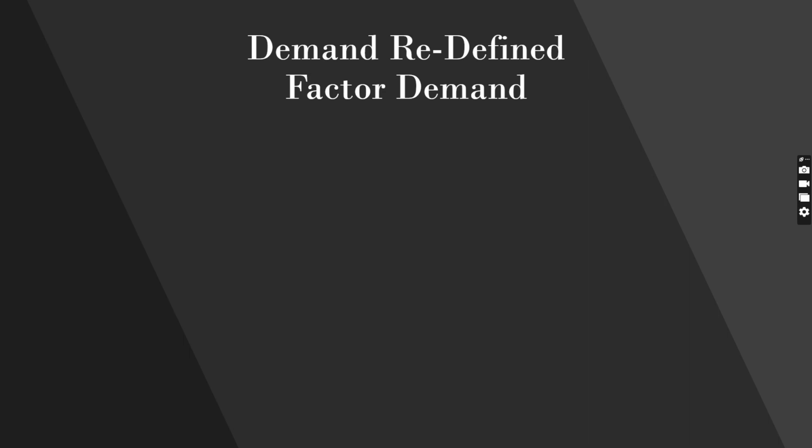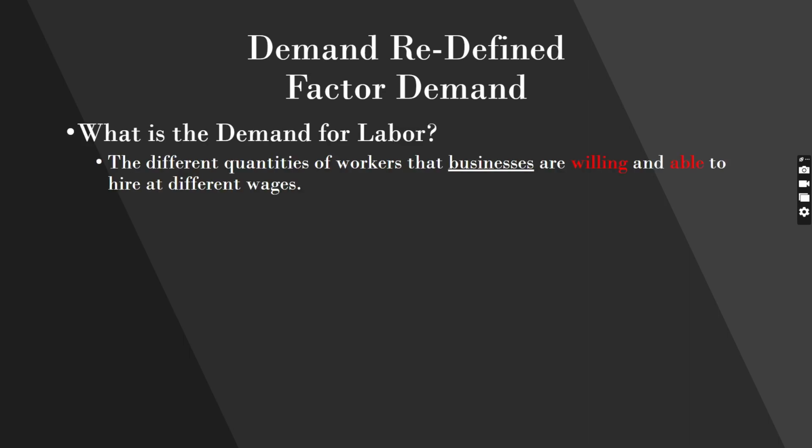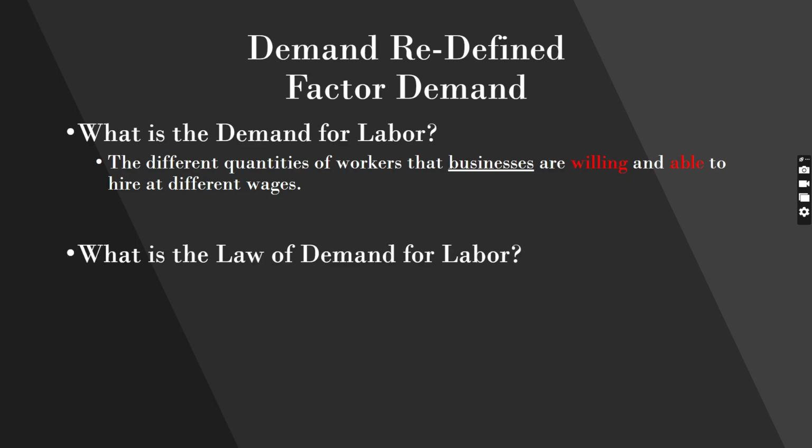Let's redefine demand, and we're going to start with demand, but remember, we're talking about firms. Okay, so factor demand is all about firms. And so if we talk about the demand for labor, which we could talk about the demand for land and capital, but we're going to talk about the demand for labor first. The demand for labor is the different quantities of workers that businesses are willing and able to hire at a variety of wages. Remember, that is basically the same as the definition of demand, except now it's businesses, it's firms that are hiring labor. They are demanding the labor for production.